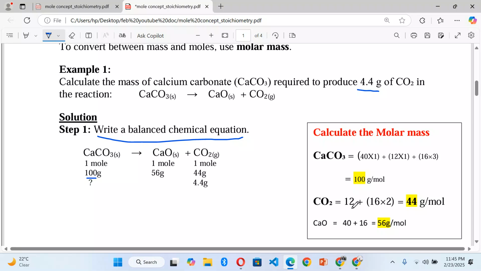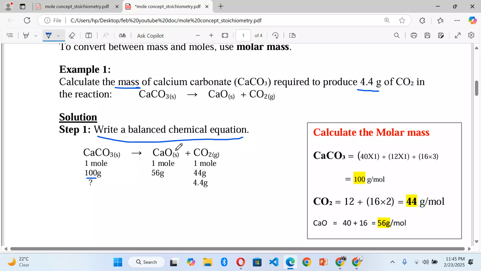Then for carbon dioxide, you do the same and you get 44 grams. Calcium oxide, you do the same, you calculate the molar mass, which you get as 56 grams per mole. So we come and we feed in here: 1 mole of calcium oxide weighs 56 grams, and 1 mole of carbon dioxide gas weighs 44 grams. Now, in the question, they are asking to calculate the mass of calcium carbonate. So we are calculating the mass. Since we are calculating the mass of calcium carbonate, we don't know how much calcium carbonate decomposed.